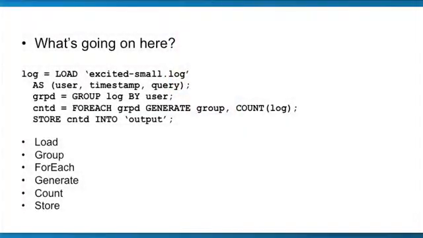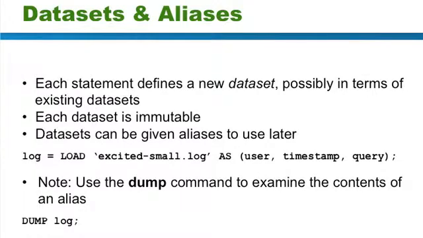Now let's take a closer look at exactly what's happening in the script, because we see several functions: load, group, foreach, generate, count, and store. So data sets and aliases. Each statement defines a new data set. Each data set is immutable, and data sets can be given aliases to use later, just like variable names. So in this example, we're loading excite-small.log as several variables, user, timestamp, and query, and the alias log is expecting that data in those three columns, or variable types.